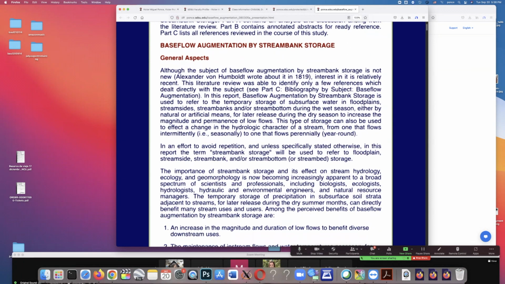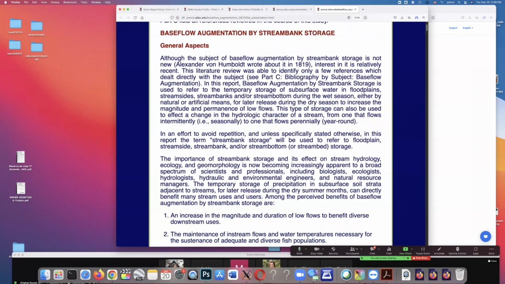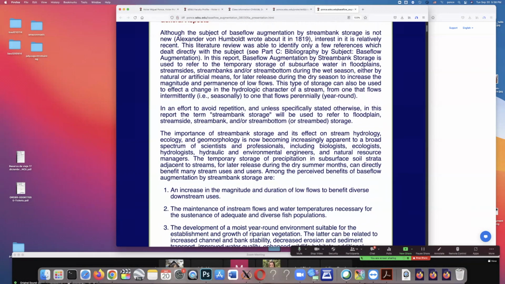Okay, in here, unless specifically stated otherwise, this report, stream bank storage, will be used to refer to floodplain, stream side, stream bank, and stream bottom storage of water for later release when it can be released. And you know, water in the environment moves only by a gradient, following a hydraulic gradient. You have to have a hydraulic gradient in order to move water. Otherwise, water gets stuck, and if it gets stuck in a shallow puddle or a lake, it evaporates and it's gone. But water is always moving. Flow is always moving underground.